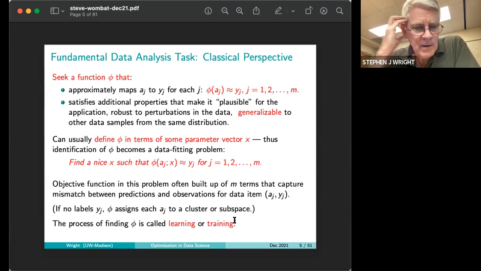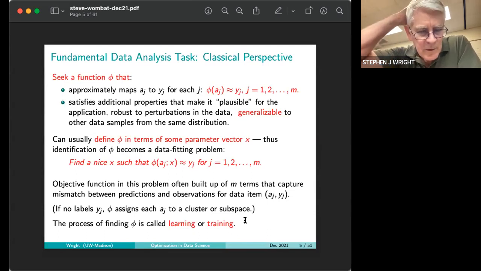Now, usually, I said here phi is a function. Functions are infinite dimensional objects. So in order to turn this into a tractable problem that you can actually compute with, you can often define the phi in terms of some parameter vector x, where x is finite. And so the x together with the AJ defines the output of phi. And so that turns it into a data fitting problem. You're looking for a nice x such that phi of AJ parameterized by x gives you approximately the YJ that you're looking for. And the objective function, so this is where your optimization problem is starting to emerge.